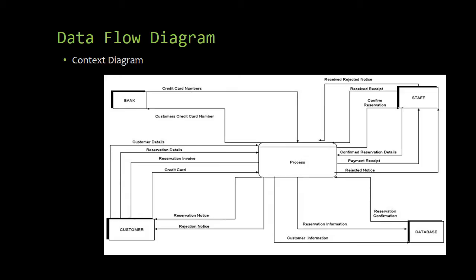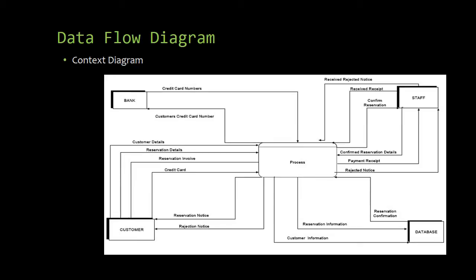As you can see, the bank will give the credit card numbers to the process, and the process will give back the customer credit card number to the bank. Secondly, I will explain the external entity staff. First, the staff will give the receive rejected notice, the receive receipt, and also the confirm reservation details back to the process, while the process will give the confirm reservation, payment receipt, and the rejected notice back to the staff.